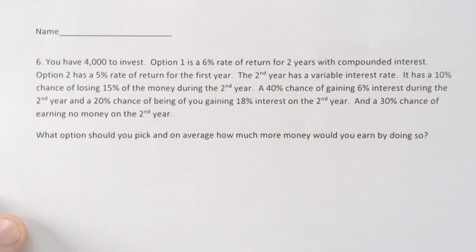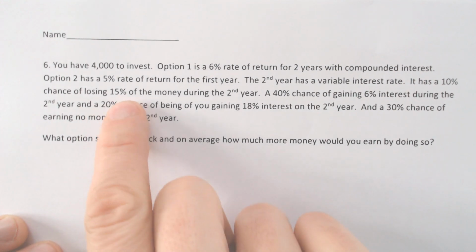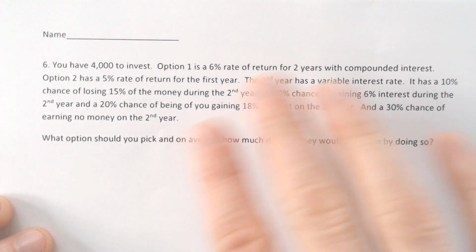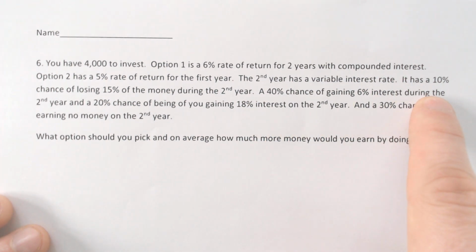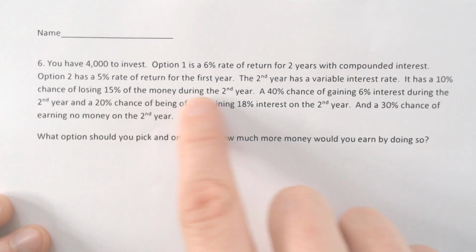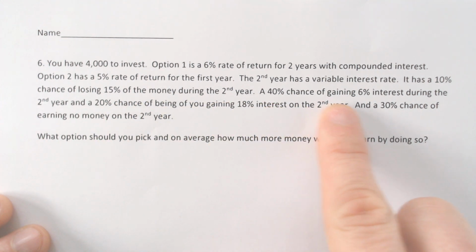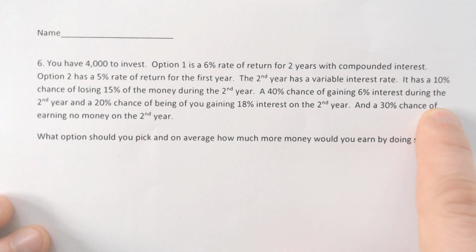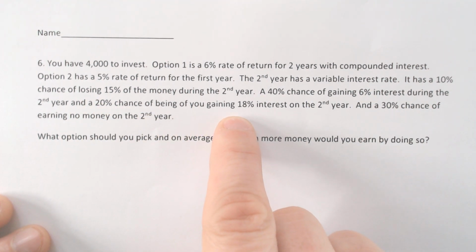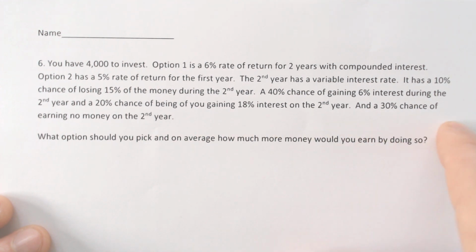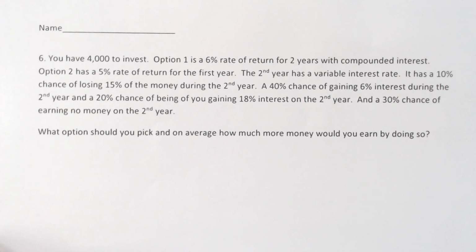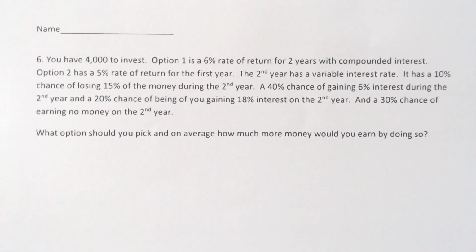And then option two, we got a riskier type of thing. You get 5% on the first year, which is a little worse than option one, but the second year, you got some potential. You got a 10% chance of you losing 15%. That would really stink during the second year only. But you got a 40% chance of gaining 6%, which would be pretty good. And then you got a 20% chance of actually gaining 18%. That's huge. And a 30% chance of you just earning no money the second year. And we want to figure out what would be the best option to do in the long run if you did this a million times.